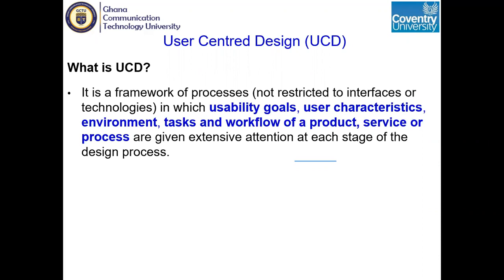Whether you are designing furniture, a microwave or whatever, all those processes can be taken into consideration. So you look at usability goals, user characteristics, the environment, the tasks and the workflow, the service or processes, and so on. So a whole lot of things that you give attention to at each stage, and the user is involved.